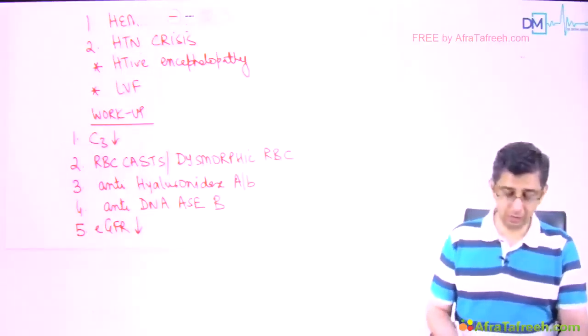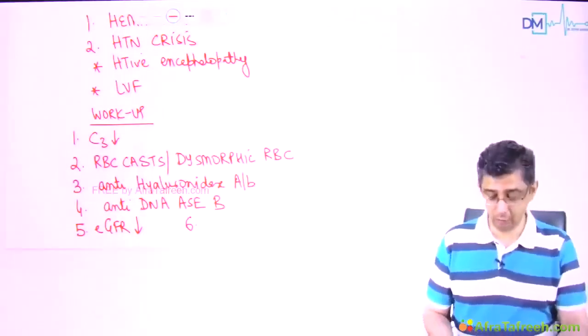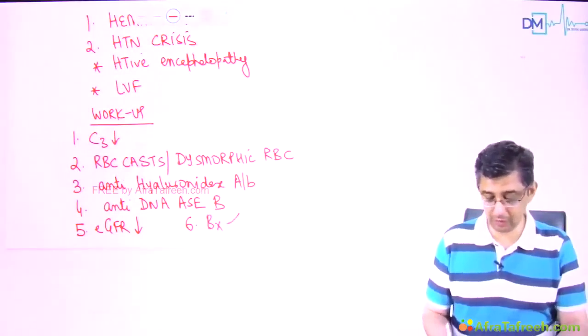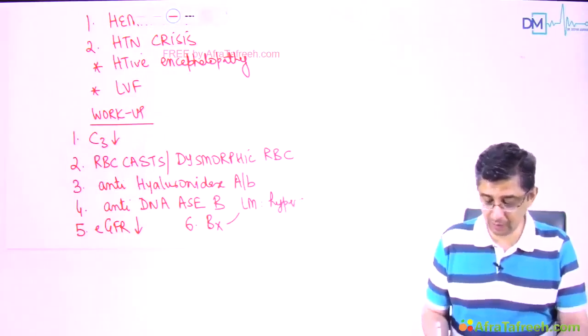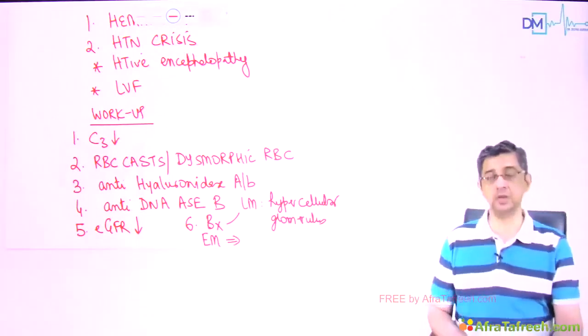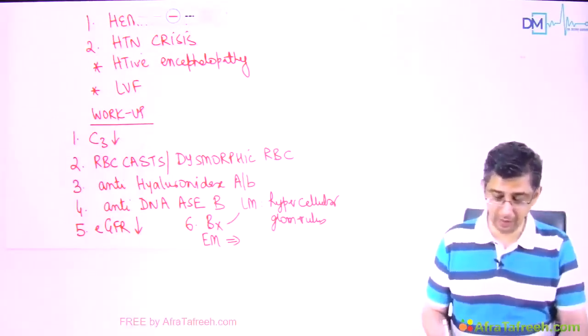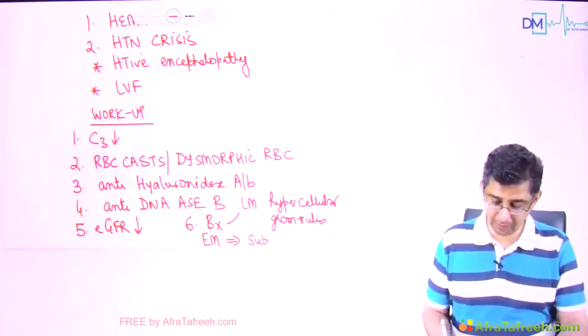So what you're going to do next in the management of this patient is suggest a biopsy. And when you subject this patient to a biopsy, on light microscopy the highlight of the disease would be a hypercellular glomerulus in the patient. There would be infiltrates into the glomerulus, and when you check the patient by electron microscopy, the special finding in this particular case would be subepithelial deposits.